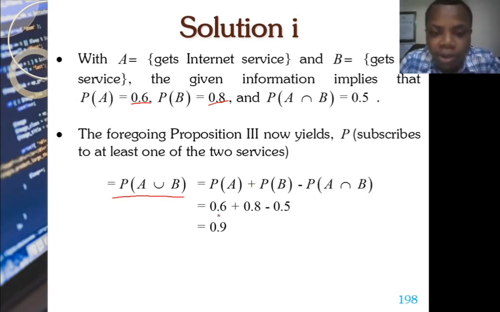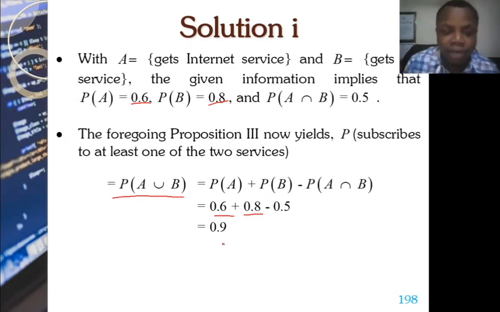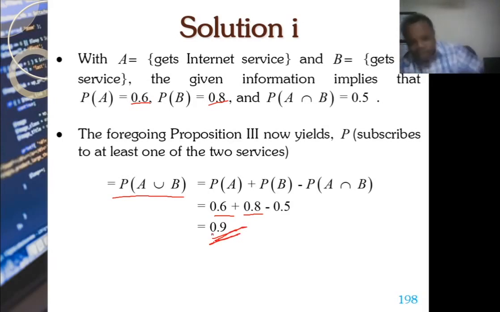And remember, we do have all our estimates in here. The probability of A is 0.6, the probability of B is 0.8, minus their intersection, which was 0.5, and that is just going to give us 0.9. So the probability that a randomly selected household gets at least one of these services is 0.9, which is the same as 90%. So it means that of the households that we randomly select, 90% of them are likely to get at least one of these services.